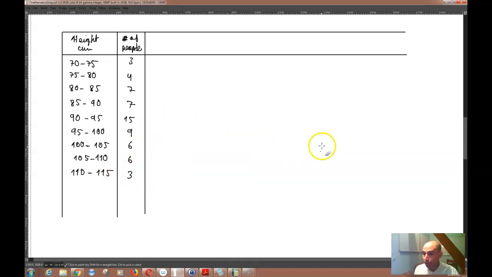So you want to calculate the mean, variance and standard deviation of this data. In order to do that, first, this is going to be your f of i. And of course, you need to know your x of i as well.